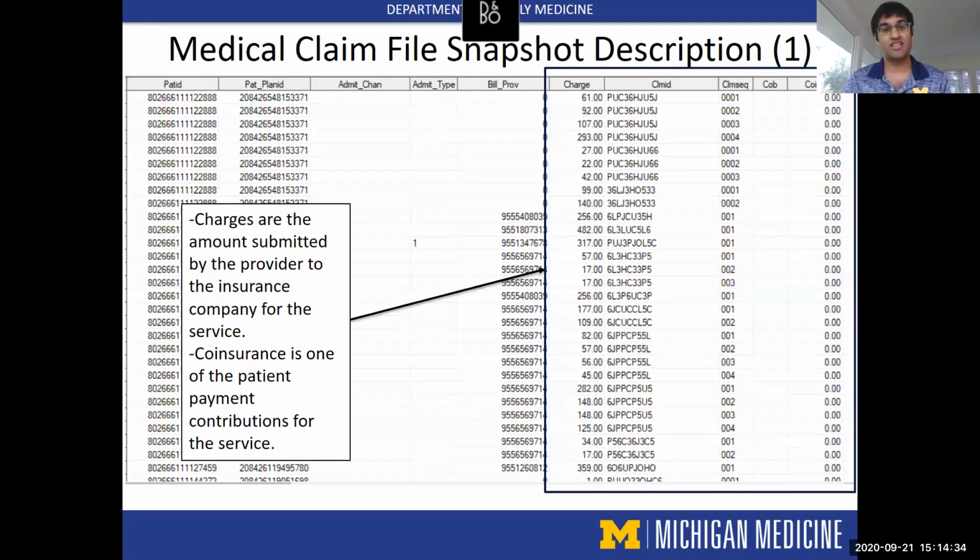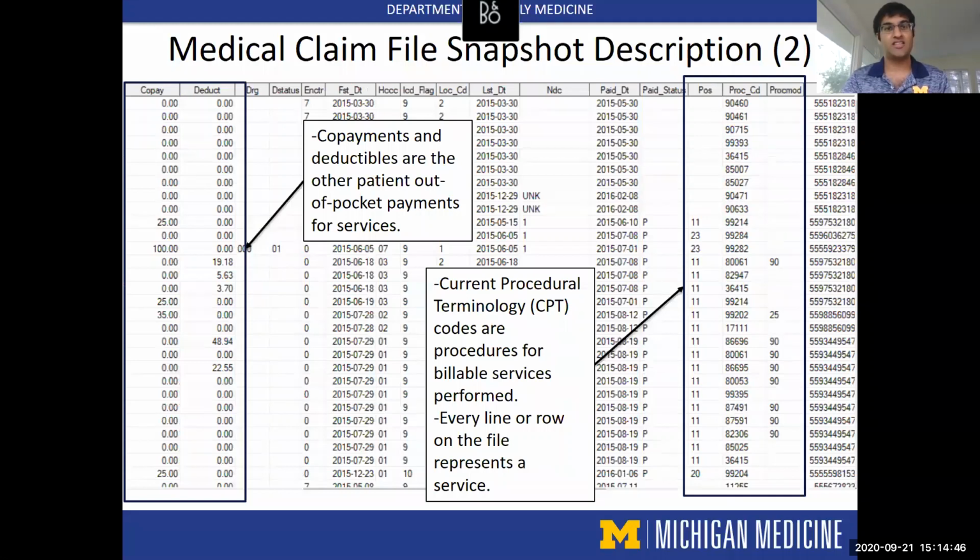And then the coinsurance is one of the patient payment contributions. So this is, for example, where your insurance plan may require you to pay a coinsurance for your service. There's also, as we extend this, the additional snapshot here shows that we have co-payments and deductibles. And co-payments and deductibles are basically telling us that these are also patient out-of-pocket payments. And then on the right, we see this field called PROC-CD, which is just the Current Procedural Terminology codes.